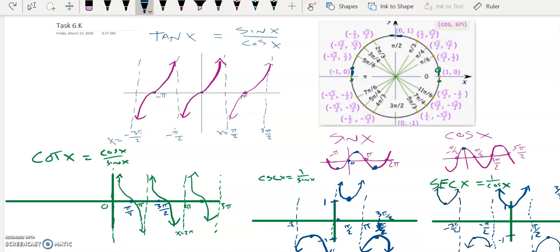Both of these graphs have the same range, don't they? They both have a range where their y values are all the real numbers, but only above and equal to 1, and all the y's less than or equal to negative 1. So that's the range of both of those. The domains have asymptotes every half pi on this one, and the domain's all reals over here, except for at the pi numbers.